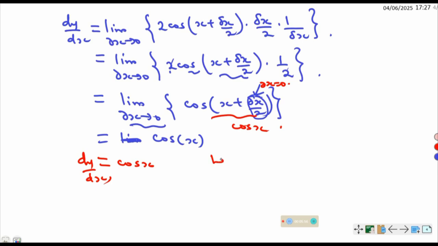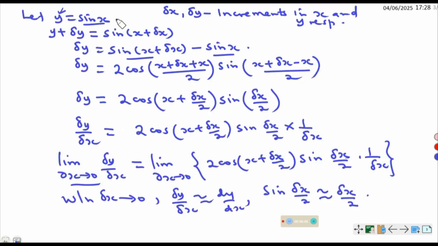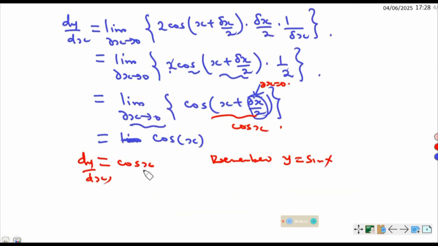But remember that y was the same as sine of x. That is what we had, y was sine of x. And for that case, it means that when you differentiate sine of x with respect to x, you will actually get cos of x.